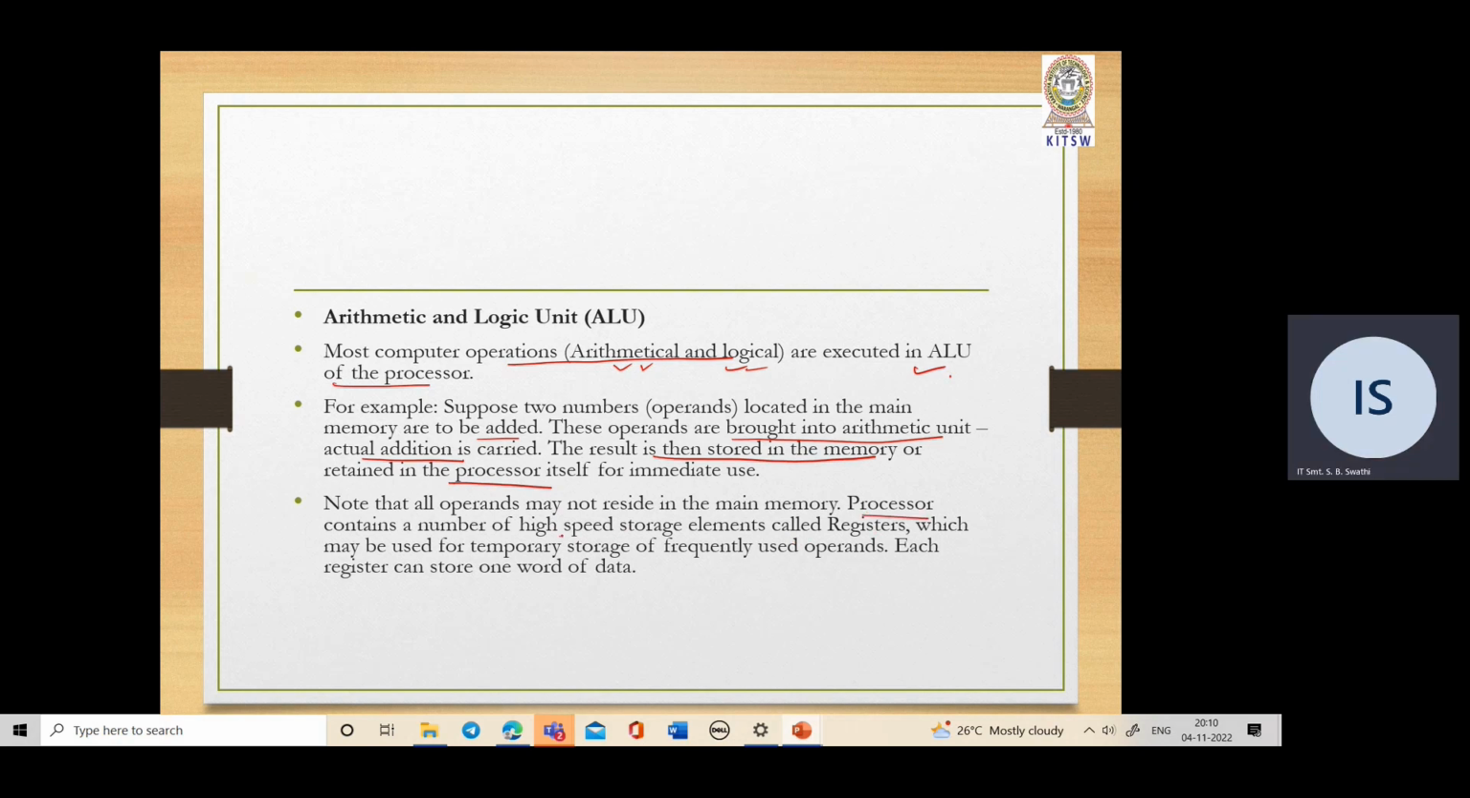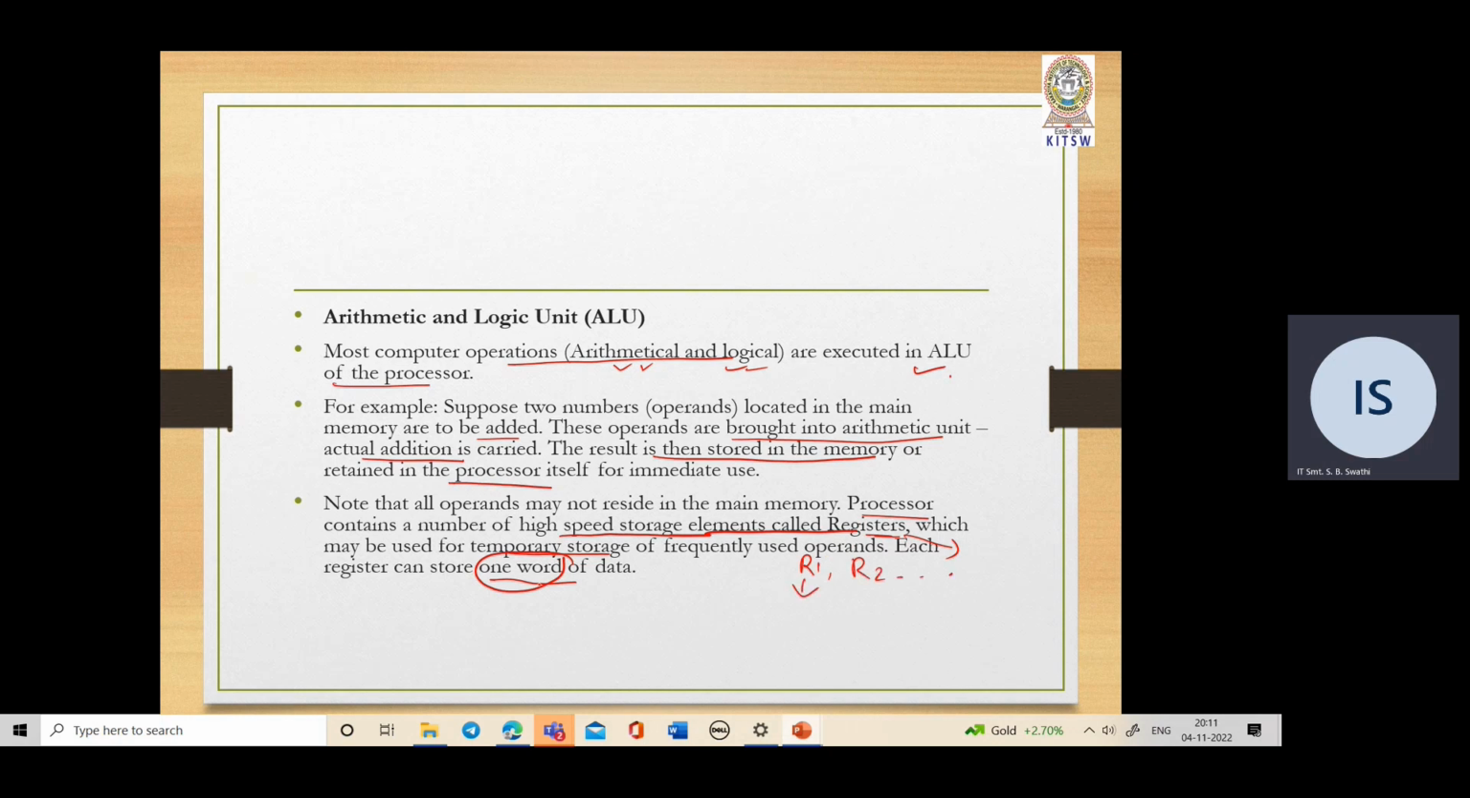And a processor will contain very high-speed storage elements called registers, and inserting data into registers and accessing data from registers is a very fast process. It is always used for temporary storage. Once the program is executed and terminated, whatever data is present in registers will be removed. Each register will store one word of data, and usually we represent the registers as R1, R2 and so on.